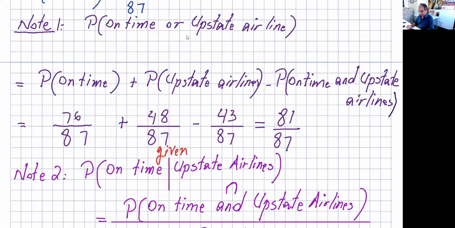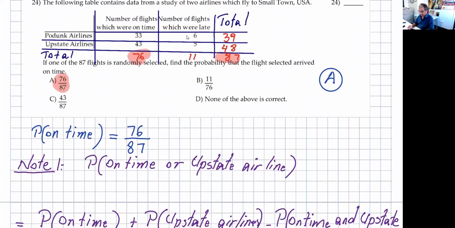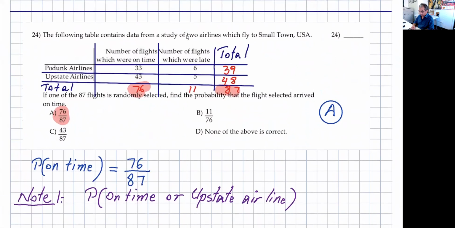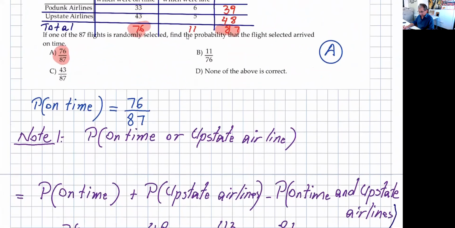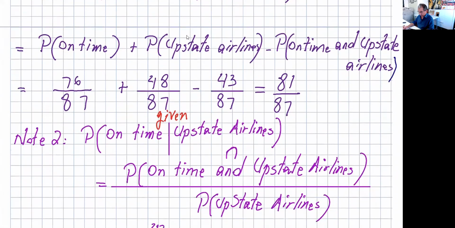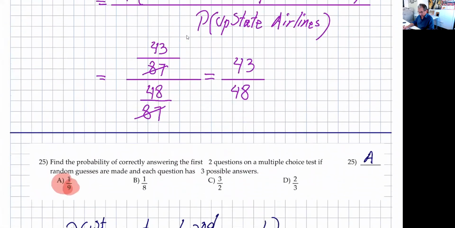So these are three types of questions you can have with a table. This is a two-way table. It's called a two-way table. So these are the three types of questions you can have. I added the last two.